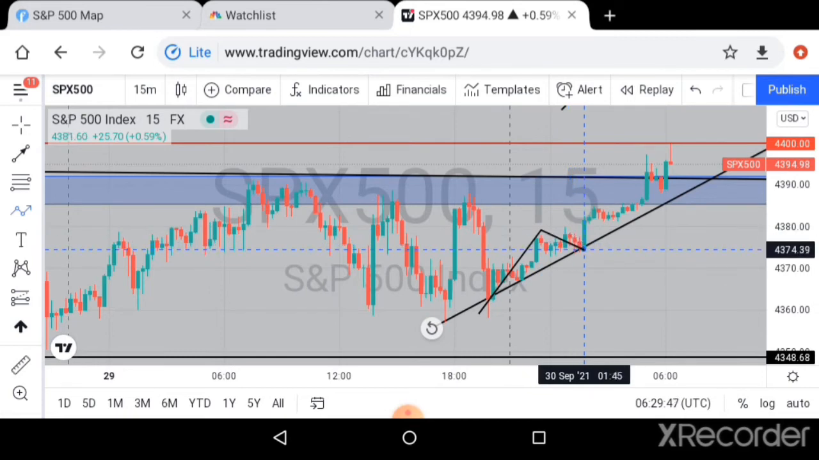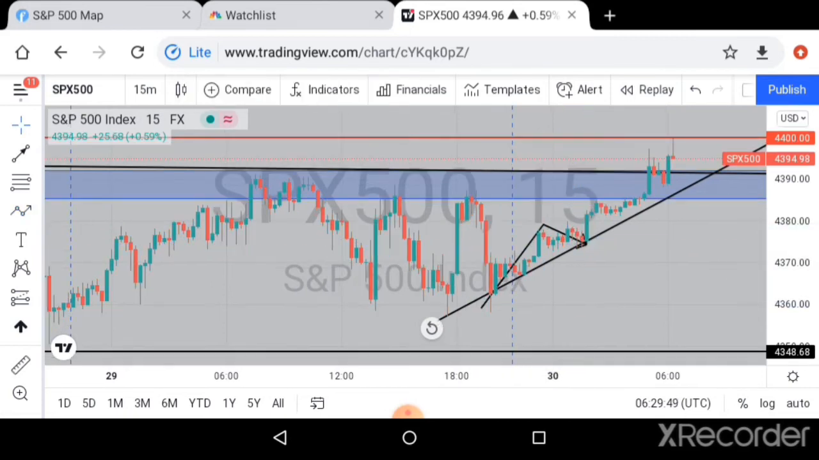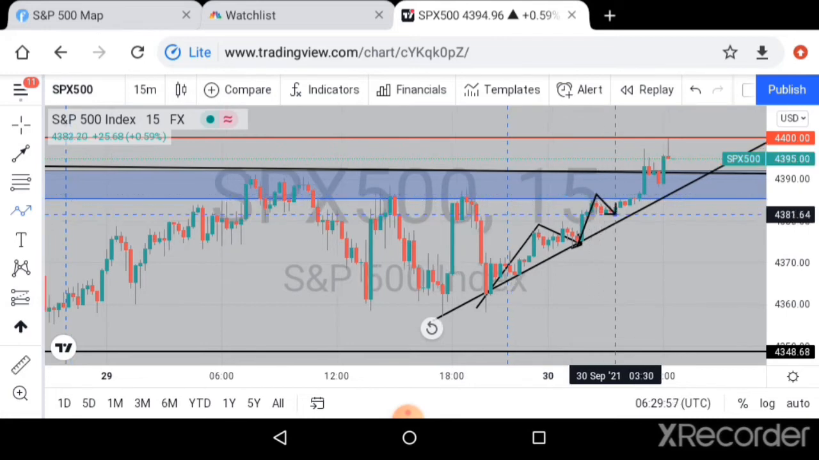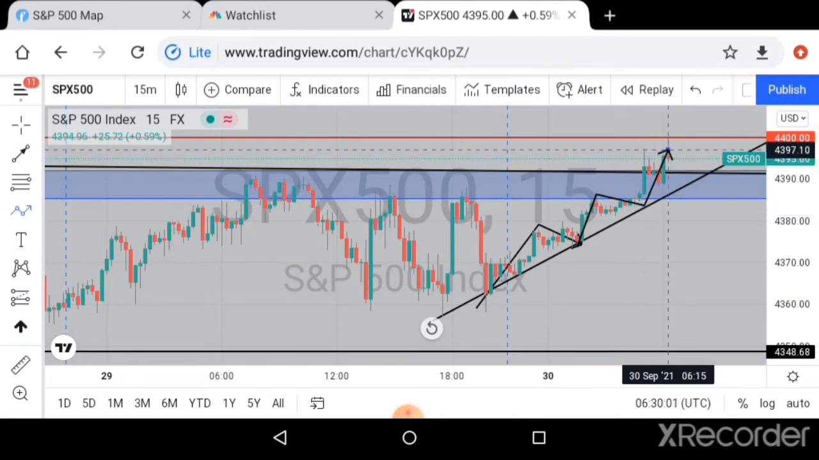After the correction, another move higher, another move higher after the correction, a small correction again. This is not much of a big correction. Another move higher, which broke structure around here.